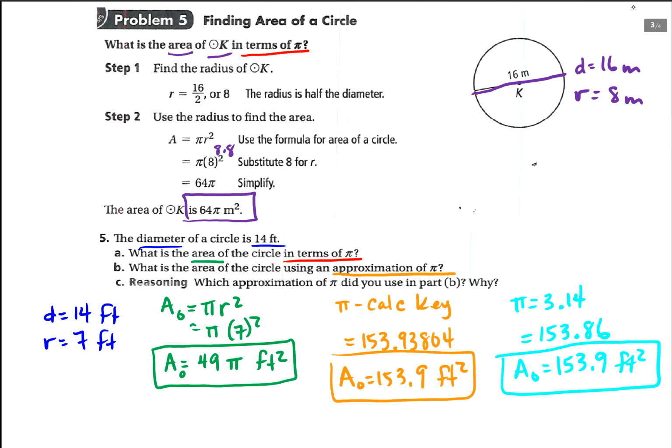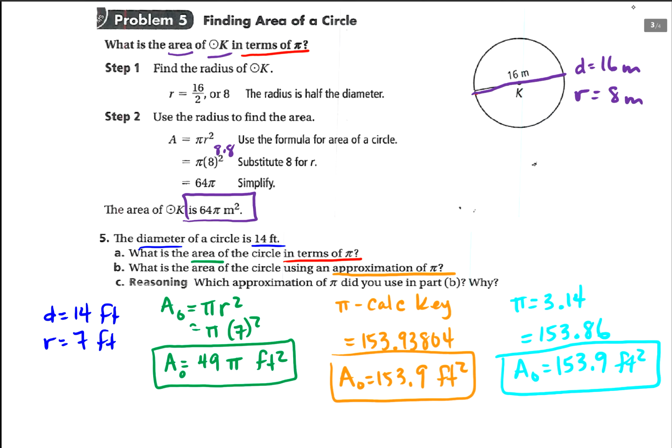Alright, we were given a circle with diameter 14 feet, so we know the radius is 7 feet, and we're asked to find the area of the circle in terms of pi. So I simply write my formula, pi r squared. 7 squared is 49, so the area of my circle in terms of pi is 49 pi feet squared.